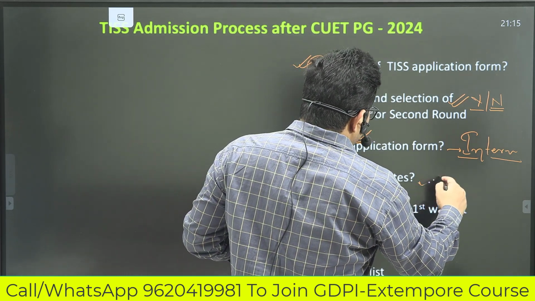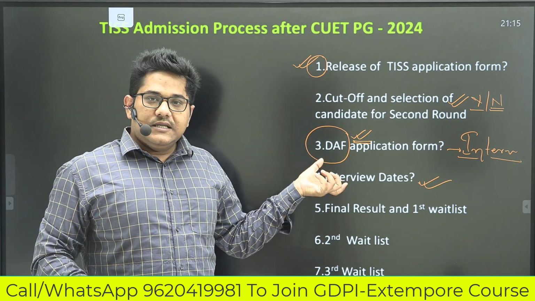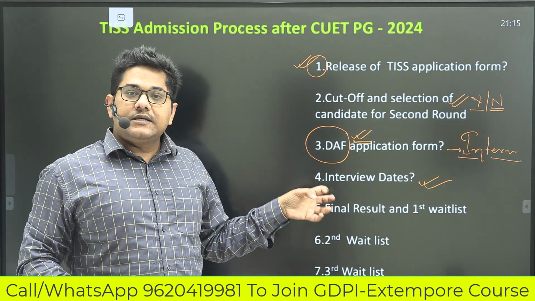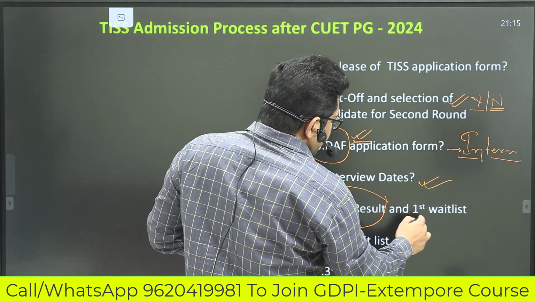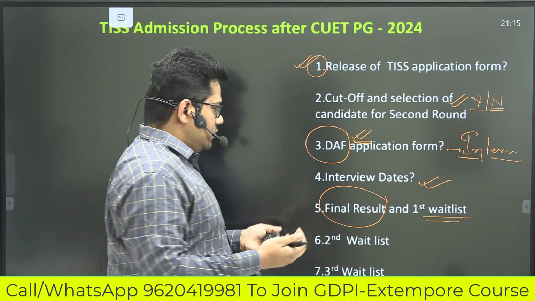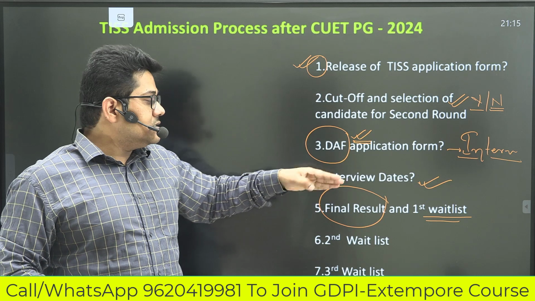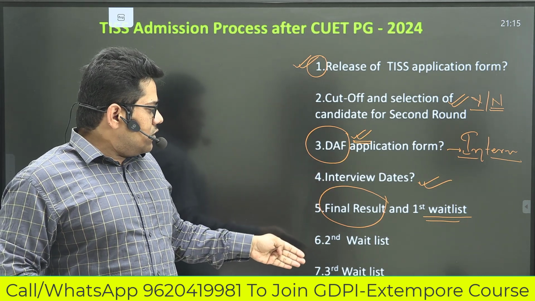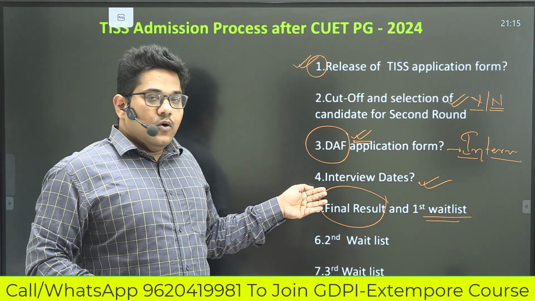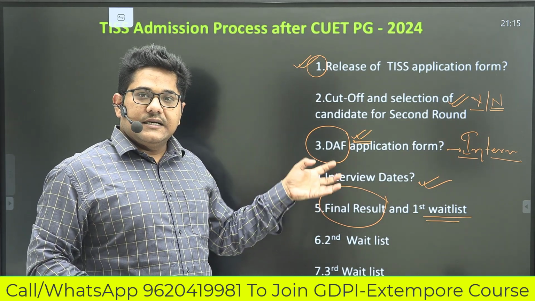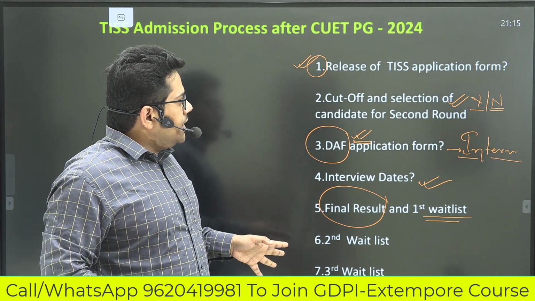Very similar to what used to happen in previous years when TISSNet was there. You'll get the interview dates, your interview would be conducted, and a final result would be declared with a wait list. If you get selected, you will be called selected, or some wait list would be assigned to you. Further, 2 lists are also given, a second wait list and a third wait list, depending on whether the selected students are taking admission or not. So this is what the whole admission process would be.